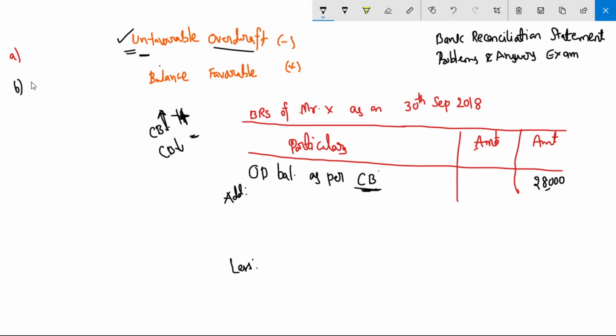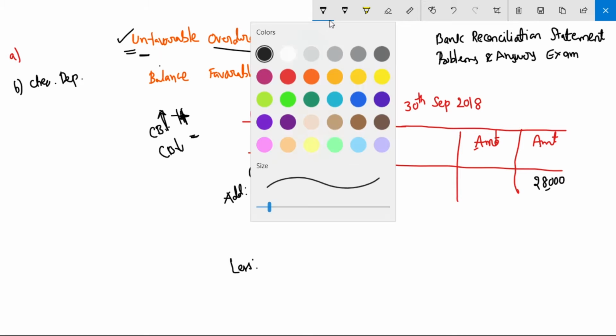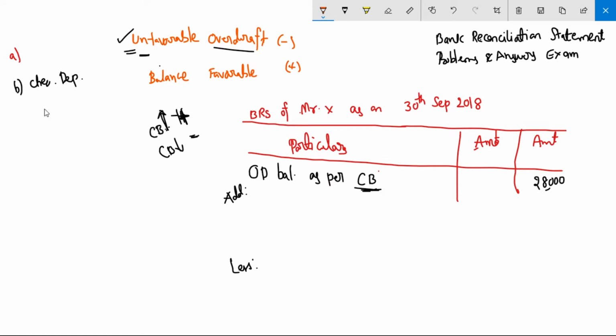Transaction, checks deposited. What is happening when the checks are deposited? When the check is deposited in the bank, in the cash book we simply record it on the debit side, in the bank column, as amount received. According to this transaction, checks deposited but not credited in the passbook.